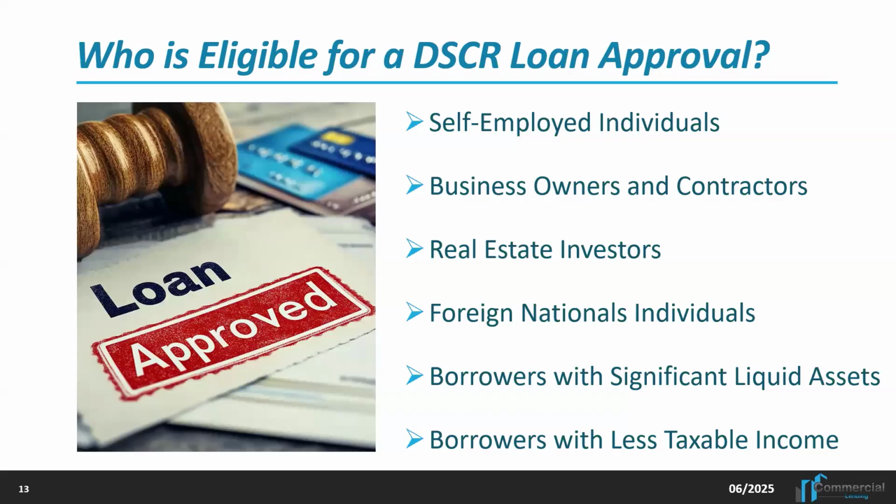Only they can qualify based on the property's performance, not on the citizenship or credit history. Then borrowers with significant liquid assets, like high asset individuals who may not have traditional income but possess strong financial reserves. Then the borrowers with less taxable income, that means those whose income is not fully reflected on tax documents but on profitable rental properties.